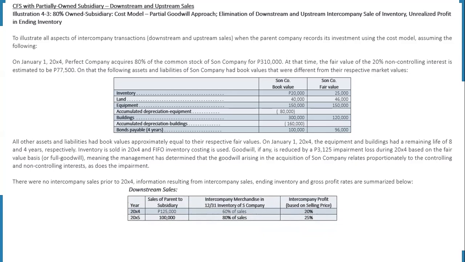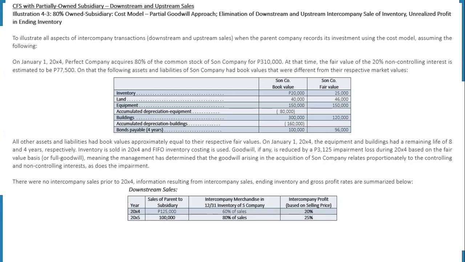Okay, so we have now the accounts as they appear in the intercompany sales information. Take note that I have added here: inventory is sold in 20x4 and 5 for inventory costing. Goodwill is reduced by 3,125 impairment loss during 20x4, based on the fair value basis for full goodwill, meaning the management has determined that the goodwill arising in the acquisition relates to the controlling and non-controlling interest, as does the impairment.